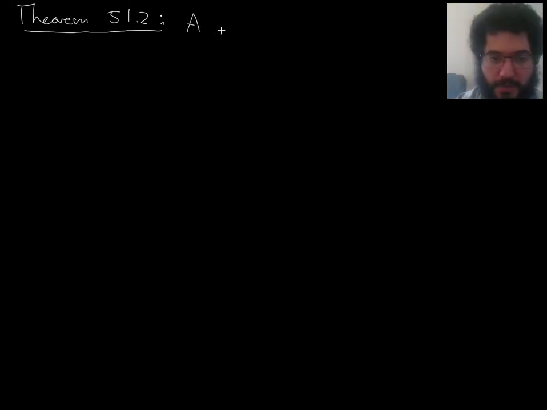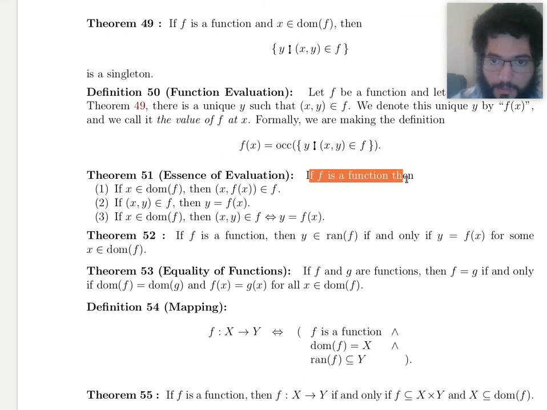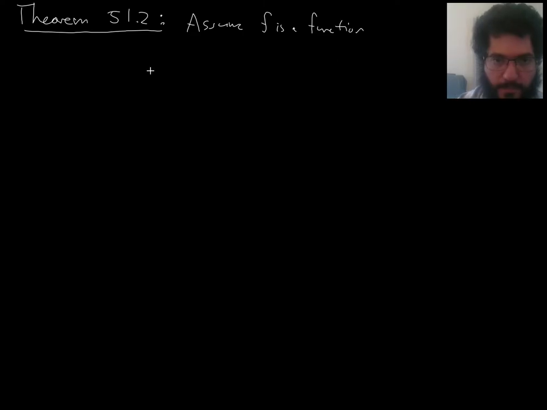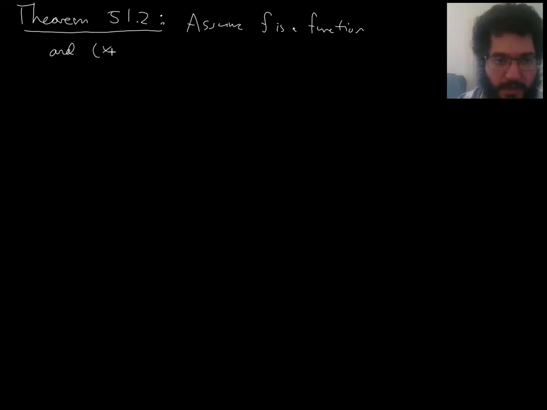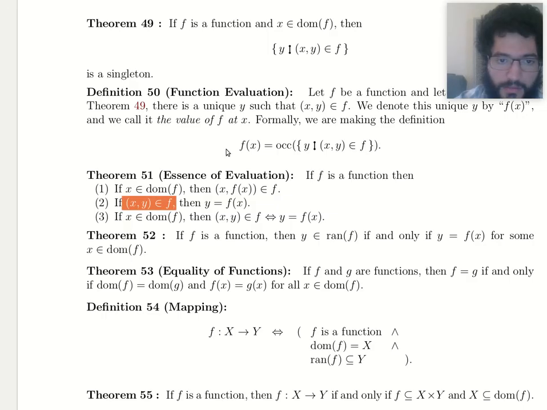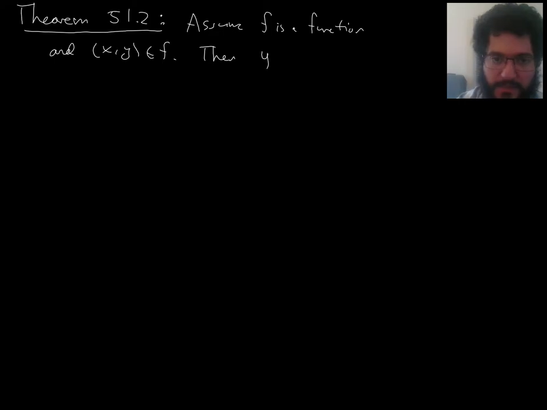Okay, so here's part 2 of theorem 51. So now I'm assuming f is a function. That's because that was one of the global assumptions for the whole theorem. And then instead of assuming this, I'm assuming this: the pair xy is in F. Then y equals f of x.